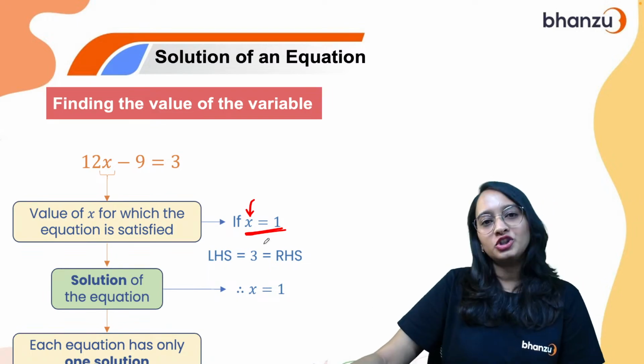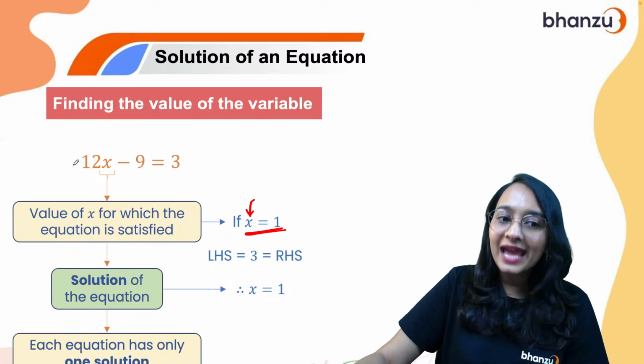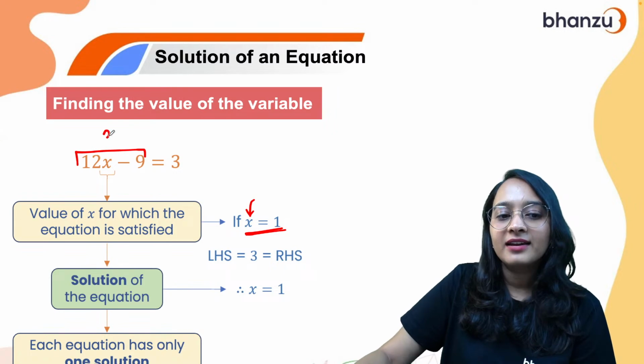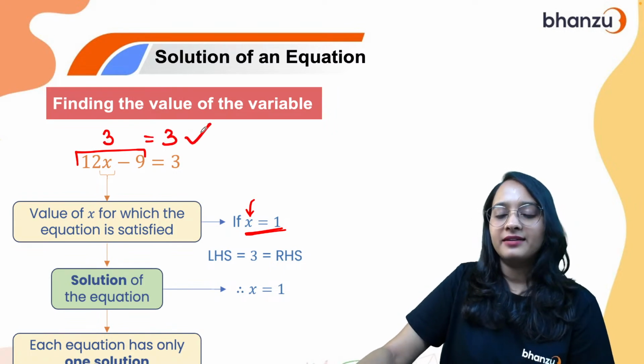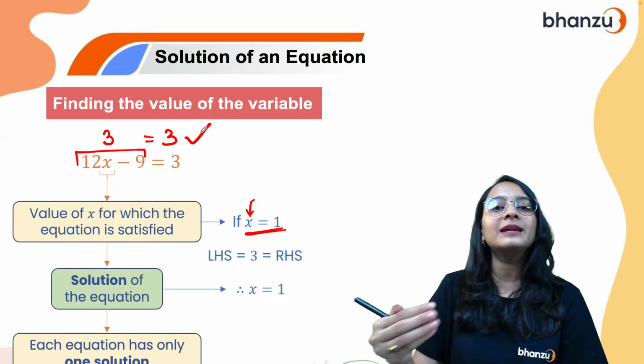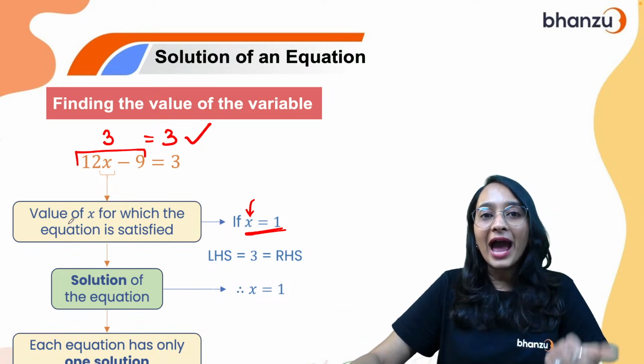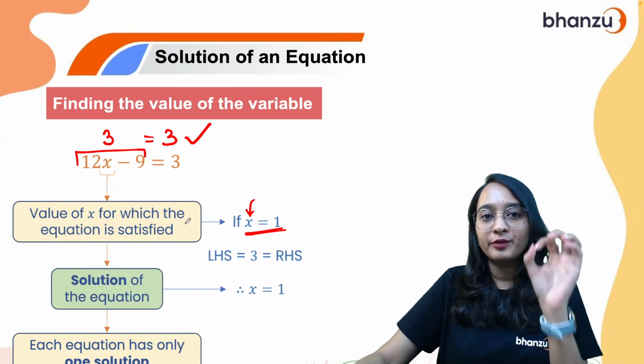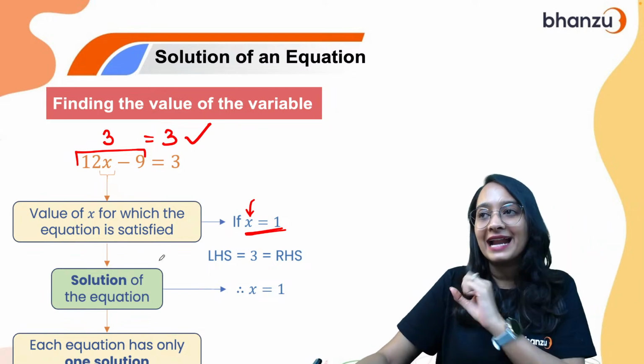So when I substitute x is equal to 1, I am getting my left hand side equals to right hand side. Very nice. Sometimes it might not be 1, it can be 2, it can be 3. You have to keep checking. Okay. So the value of the variable for which the equation is satisfied.